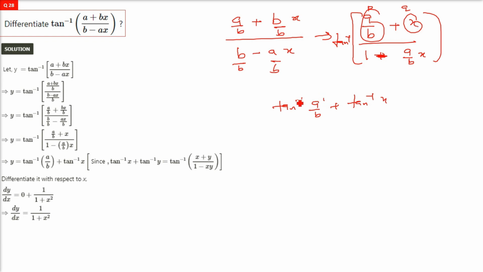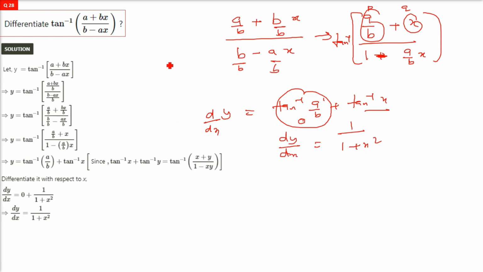So this tan inverse A by b plus tan inverse x is y, dy by dx of y. Tan inverse A by b becomes 0. And tan inverse x differentiation is of course 1 by 1 plus x square. This is dy by dx. Alright. This is your final answer.